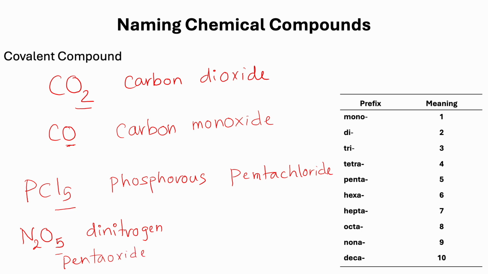If the prefix ends with A or O and the name of the element begins with a vowel, the two successive vowels are often elided into one. Therefore, this becomes dinitrogen pentoxide. We drop the A.